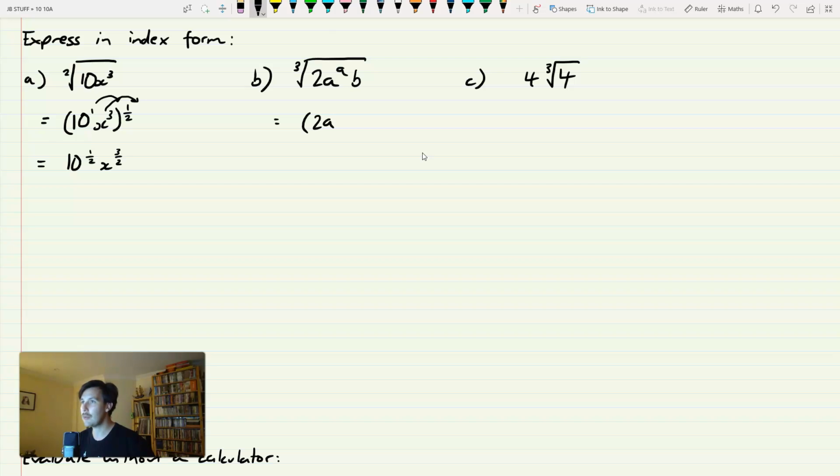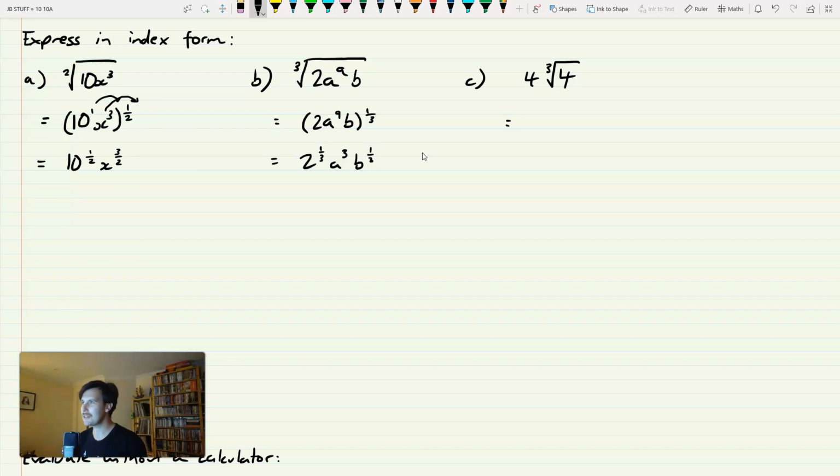So similarly here we've got 2a to the power 9 multiplied by b, and we're raising all of that to the power 1 over 3 because we're finding the cube root. So expanded, this would be 2 to the power 1 over 3, a to the power 9 times a third, which is a to the power 3, and then b to the power 1 over 3 as well. Again, looks a bit scary, but it's not so bad once you get nice and methodical with it.